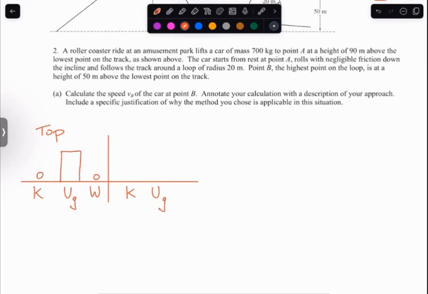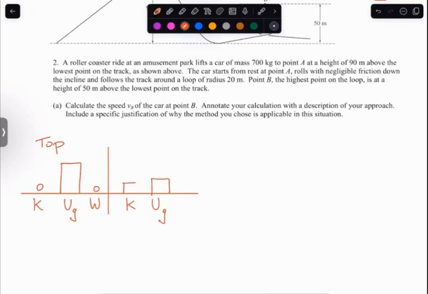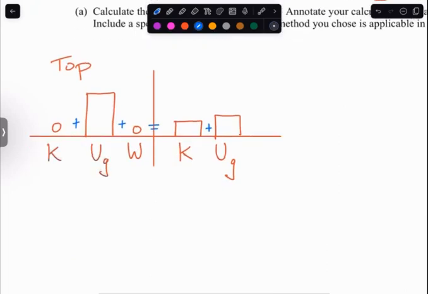And then at point B, it's going to have some height, and it's going to be moving. Okay, so just remembering with these bar charts, the idea is that it's a visual representation of how much energy is where. So we're going to have just gravitational potential energy at the beginning, which is M times G, and the starting height was 90.